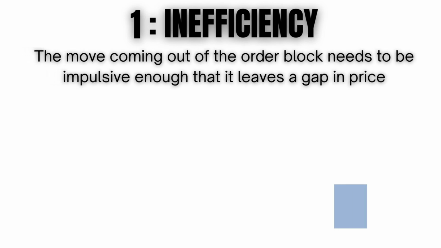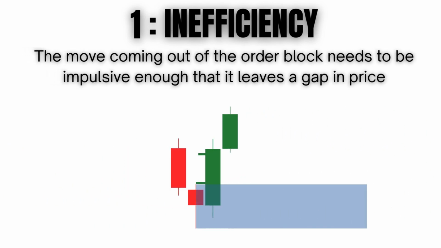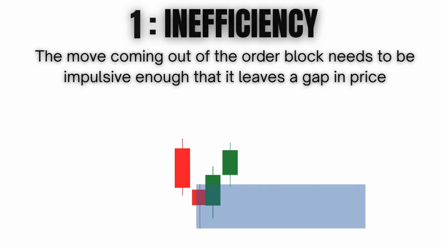First, inefficiency. The move coming out of the order block needs to be impulsive enough that it leaves a gap in price, meaning the candle shadows don't overlap. This gap, or fair value gap, tells you the move was strong and one-sided. If the move out of the zone was slow and overlapping, the conviction just isn't there.